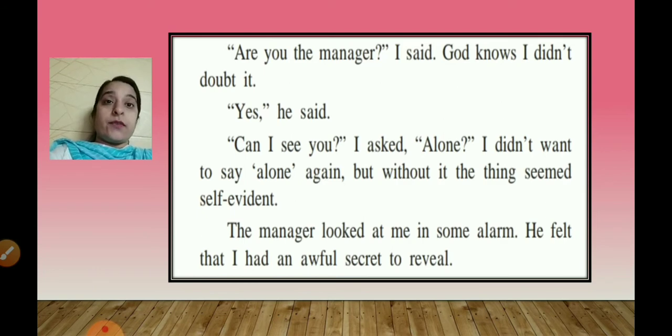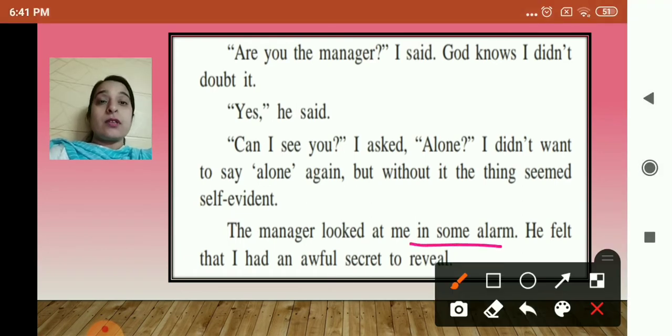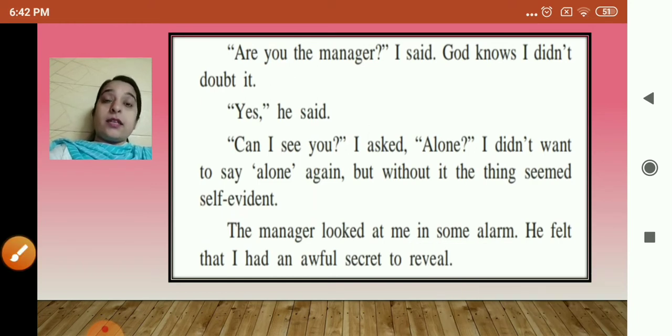So children, he asked him whether he was the manager. He said yes, he was the manager. Can I see you? I asked, alone. So again he added this word alone. So the manager was now very worried. He felt that he had some terrible secret to reveal. The manager looked at the narrator in some alarm. In some alarm means he was now frightened. He had a fear, an anxiety: why is he asking again and again, and why does he want to meet me alone? He felt that the narrator had some terrible secret to reveal.